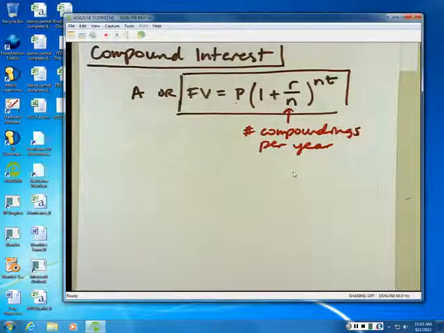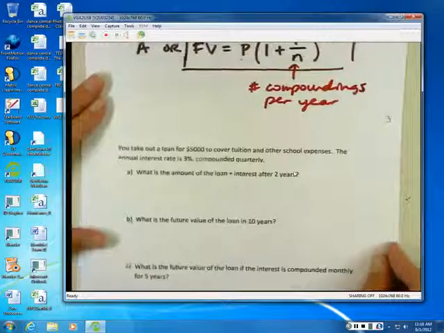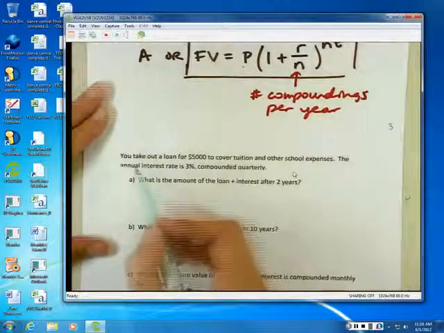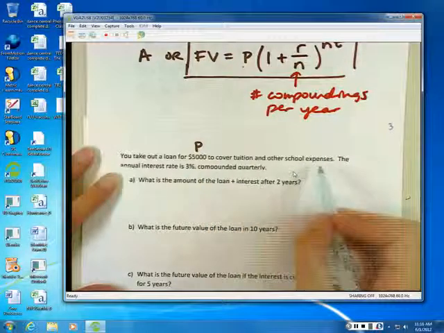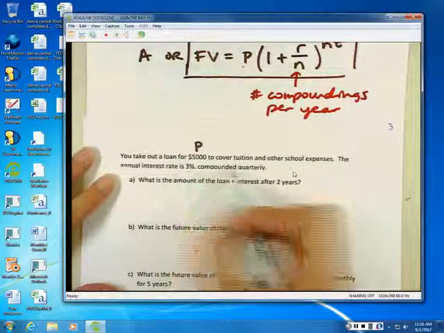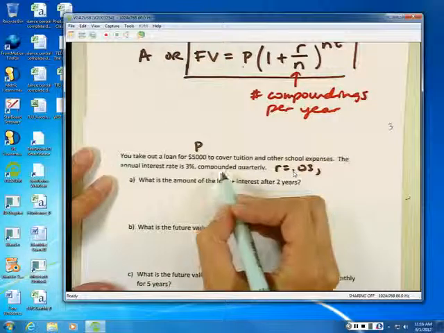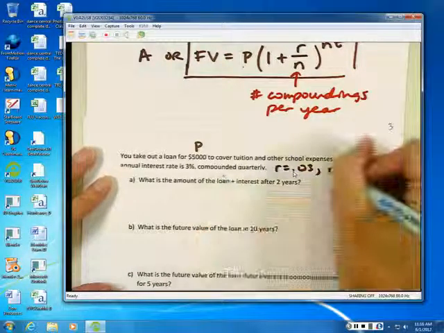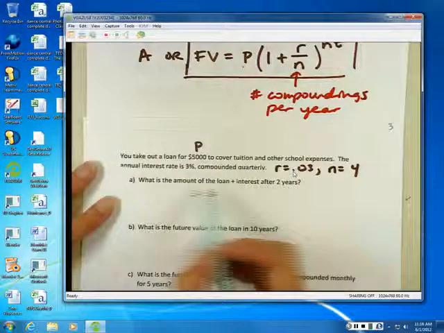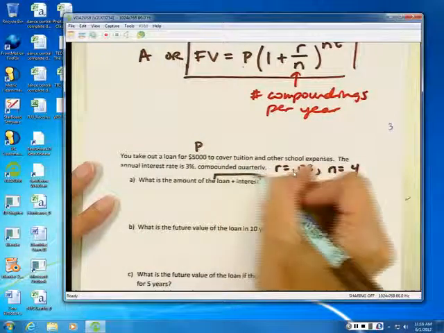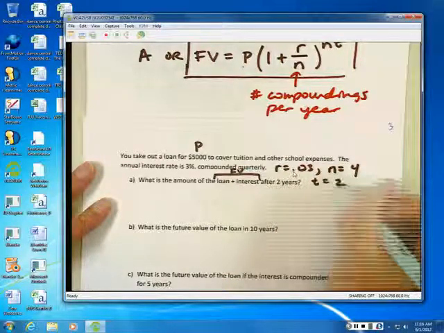Okay, so with that in mind, here comes an example. It says you take out a loan for $5,000, so there's my P, to cover tuition and other school expenses. The annual interest rate is 3% compounded quarterly. So R equals 0.03. Quarterly means 4 times a year, so N equals 4. What is the amount of the loan plus the interest? Another way of saying this is the future value after 2 years. So now I've got T also, time in years.